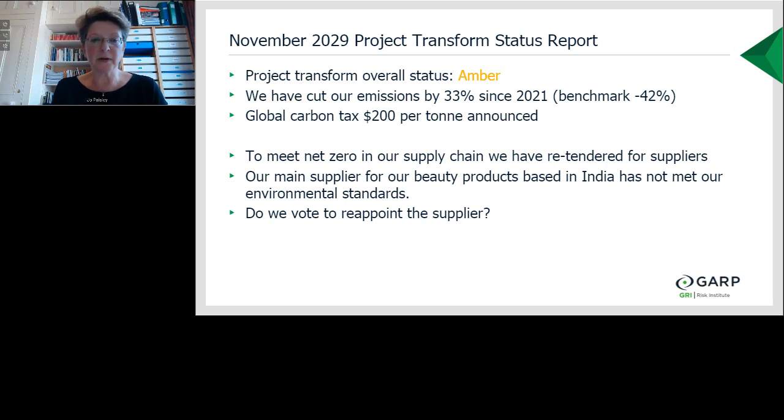And our main supplier for our beauty products, based in India, hasn't met our environmental standards, our emission standards. Now, this is very sensitive as we're a big employer in that locality, an area which still suffers from multiple social problems, such as poor sanitation and low levels of educational attainment. So the question we have to pose ourselves is, are we going to reappoint the contract for that supplier?